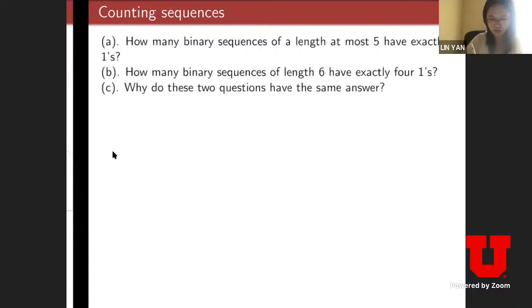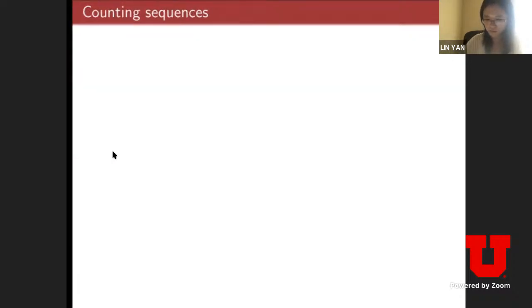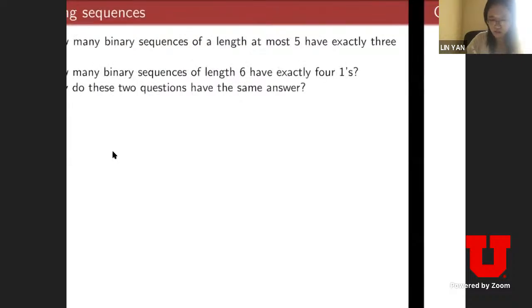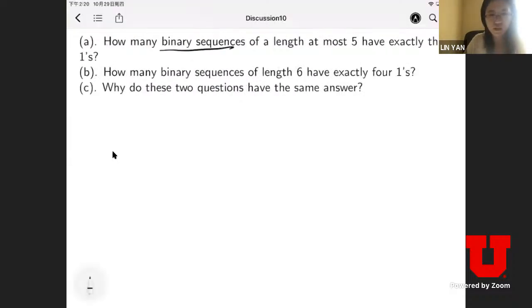Okay, there is a binary sequence. A binary sequence is a sequence of digits that consists of 0 or 1. For example, a binary sequence of length 5 can be 1, 0, 1, 1, 0, and something like that. And if you finish your answer, you can type it in the window for problem A.